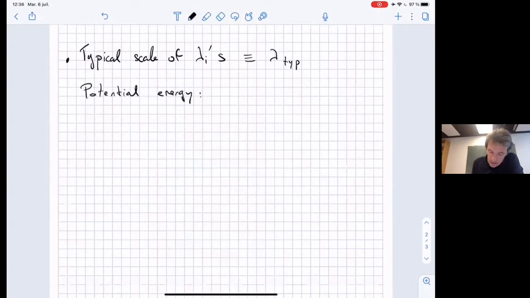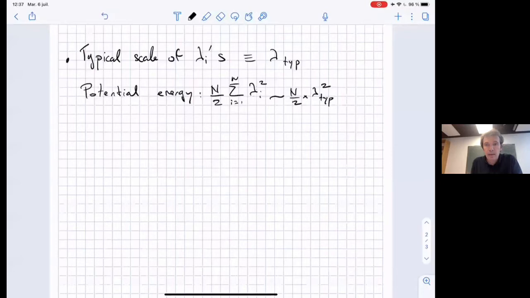Yeah, okay. So let's take the potential energy, and again, rewrite it this way. So that was just n. If I want to estimate how it scales with n, I will say that all the lambda i's typically have the same scale, which is lambda typical. How do I estimate the scaling? I first have an n over 2 term here. Then each of these lambda i squared scales like lambda typical squared, and I have a sum of n terms. So that's roughly of the order of n squared times lambda typical squared.